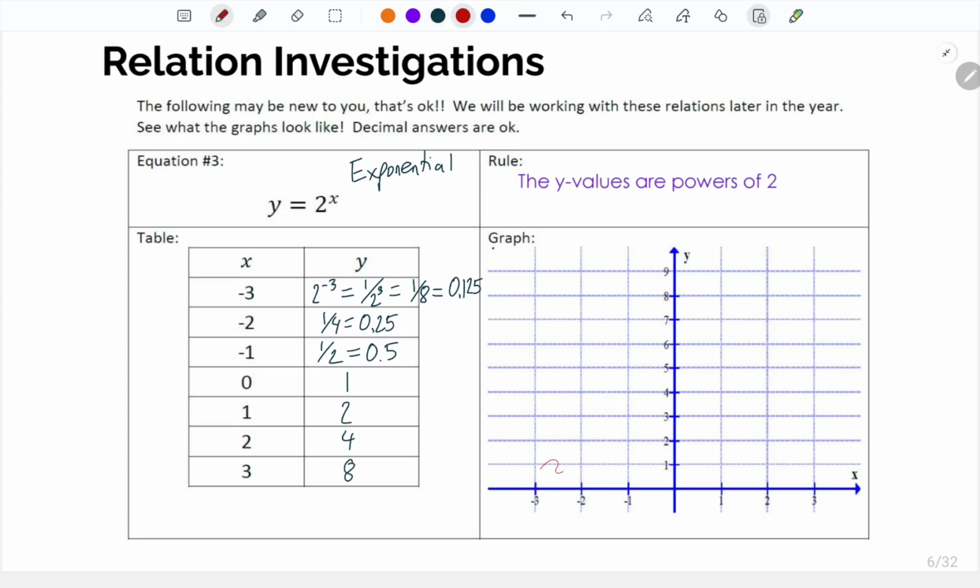All right, and let's plot these points. So the starting points will all be really close to that x-axis, and then we get higher and higher up as we go along. So you'll have something that's pretty flat to begin with, and then as you go to the right side of the graph, it increases quite quickly. Okay, and that's an exponential.